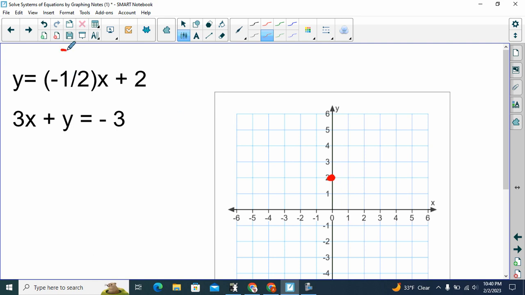Negative 1/2. Usually we'll see it written like this. Rise over run. Rise is negative 1. Run is 2. Down 1, right 2. Can also go up 1 and left 2.